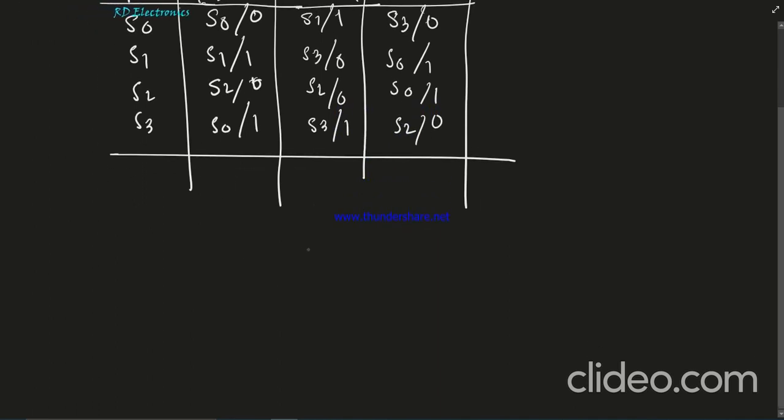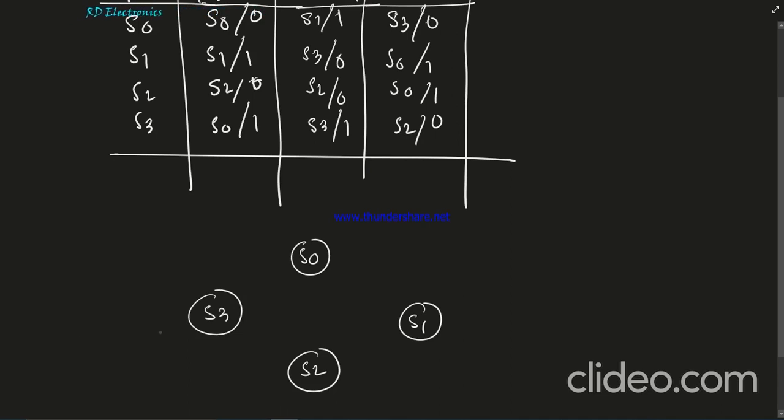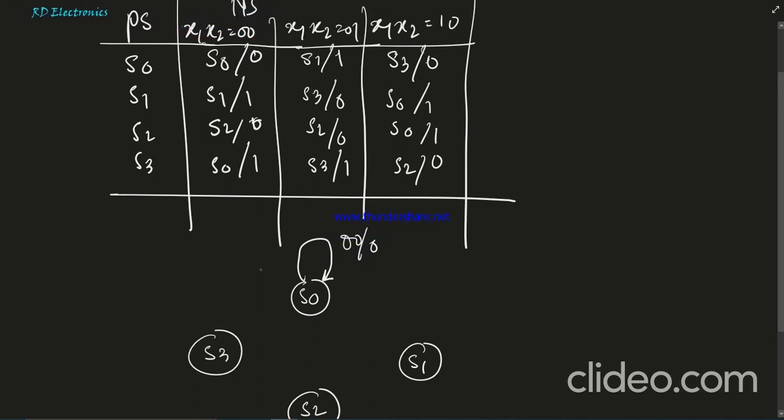For the state transition graph, first of all we draw the 4 states, like that. Now see that when x1 x2 equal to 0 0, the output is 0 from S0. So this is for input 0 0 and output equal to 0. When x1 x2 equal to 0 1, this is a transition to S1. So this is for 0 1 and the output is 1. When x1 x2 equal to 1 0, this goes to S3. So this is for 1 0 and the output is 0. So this is the first set of transitions from S0.